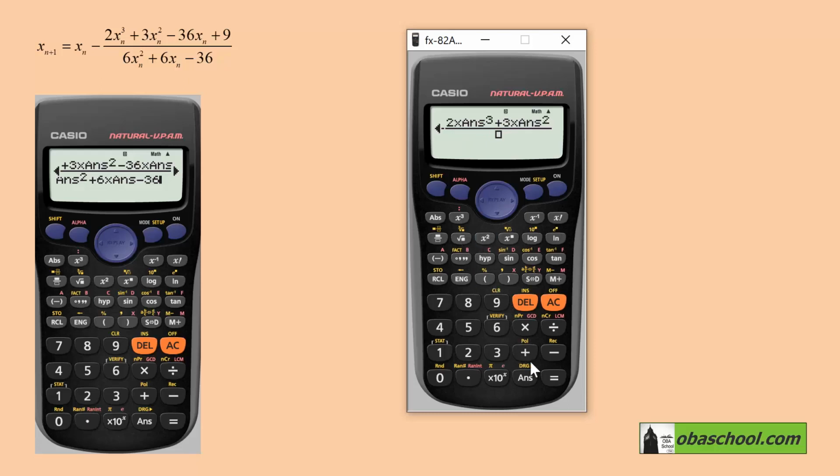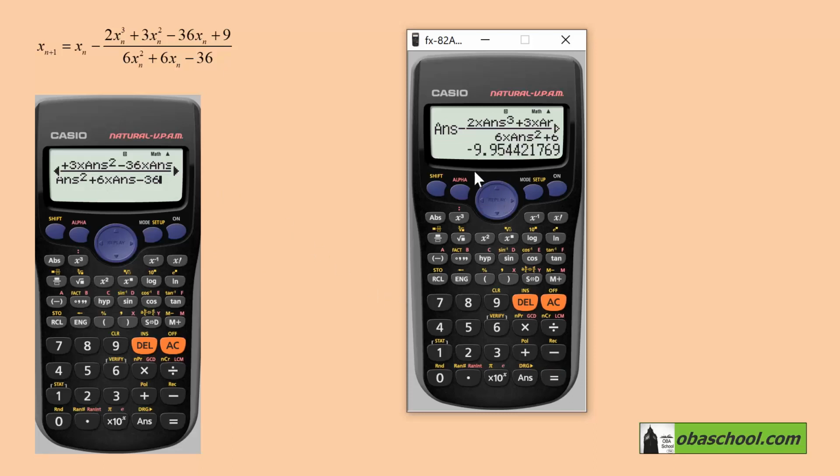plus 3 times answer squared, take away 36 times answer, add 9, divided by 6 times answer squared, plus 6 times answer, take away 36. And that's what I'm showing in this graphic over here.